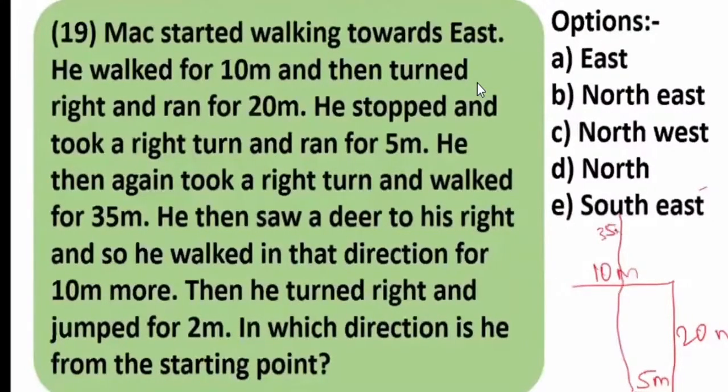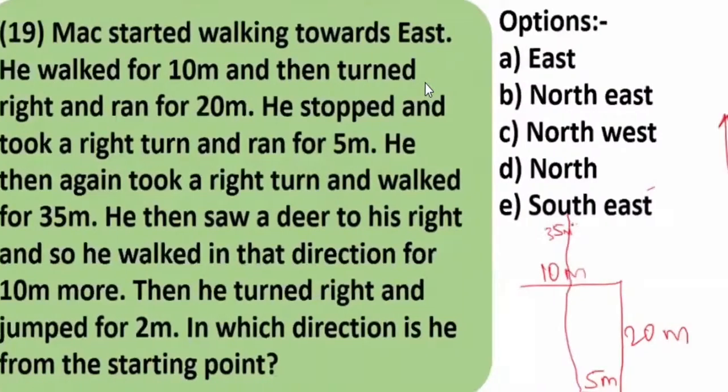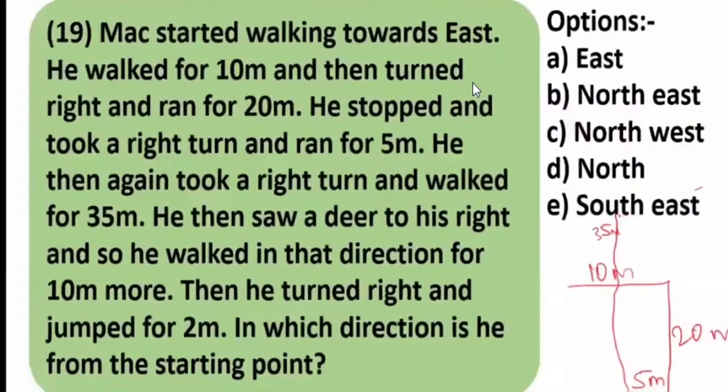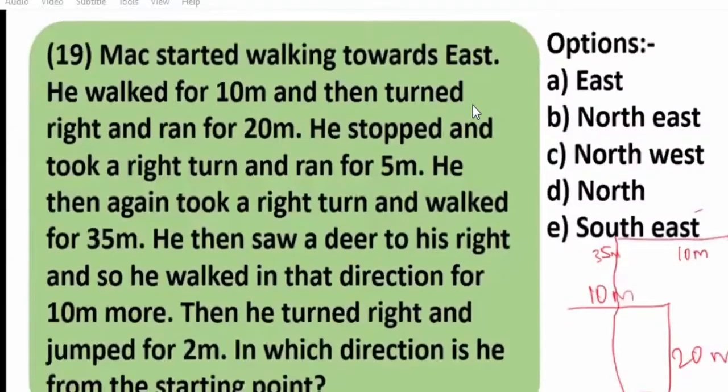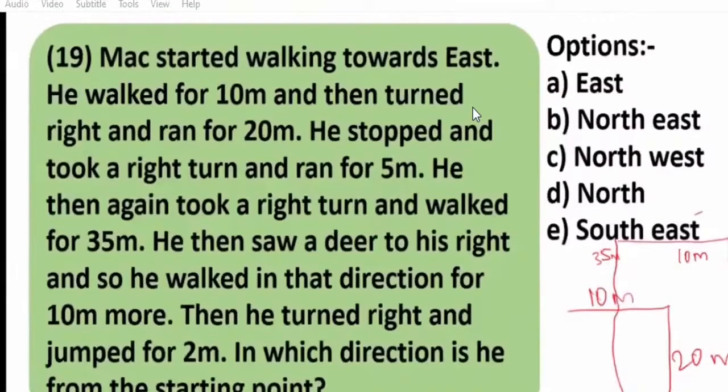This is 35 meters. He then saw a deer to his right, so he walked in that direction for 10 meters more. Then he turned right and jumped for 2 meters, turned right and jumped for 2 meters. In which direction is he from the starting point? Common sense, it is northeast.